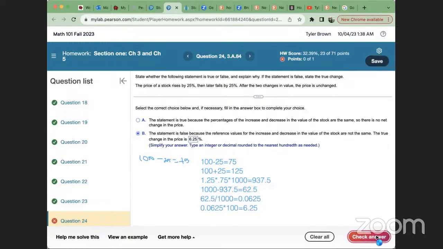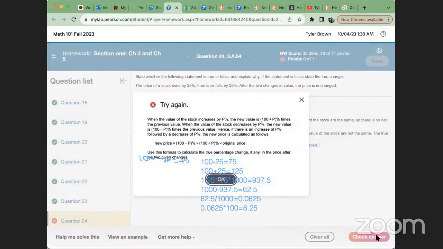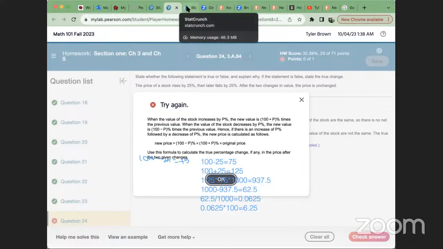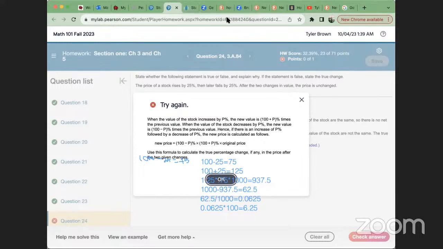Like I've said. And it says I'm incorrect. So I don't know. I just don't know. I'm at a loss for words here. I don't know if it's a Pearson thing or if I'm just missing something completely. So if you can help me out, that would be absolutely amazing.